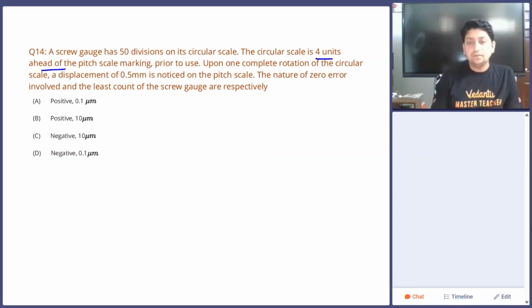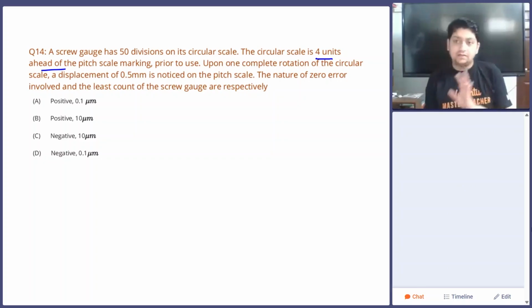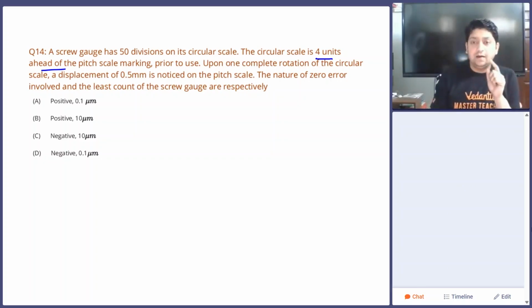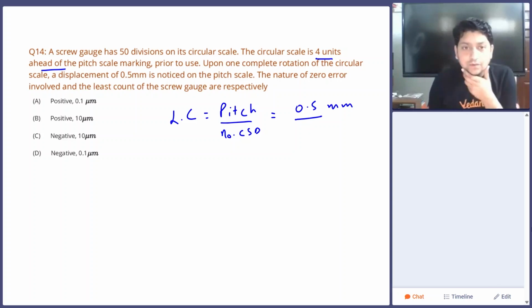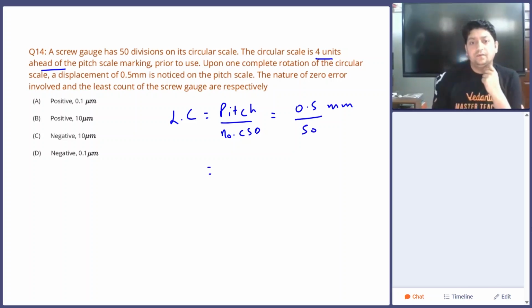No doubt the error is a positive zero error. We need to figure out the least count. So least count is actually pitch divided by the total number of circular scale divisions, right? So pitch is 0.5 mm and the number of circular scale divisions is 50. So 10 raised to the power minus 2 mm is the least count.